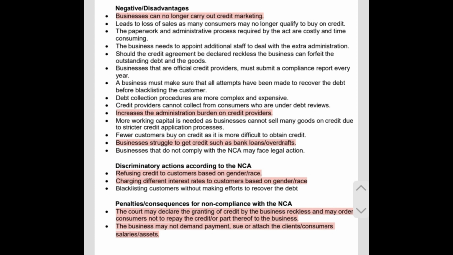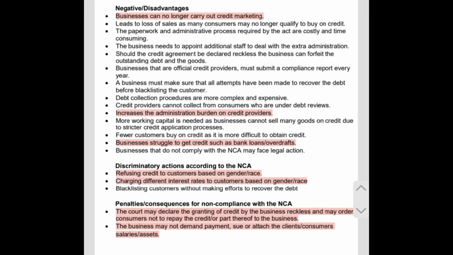Increases the administration burden on credit providers. Obviously, there will be a lot of administration, because it's all about paperwork. There are people who are coming, they want their own things and so forth. Okay, let us go to discriminatory action according to the National Credit Act.